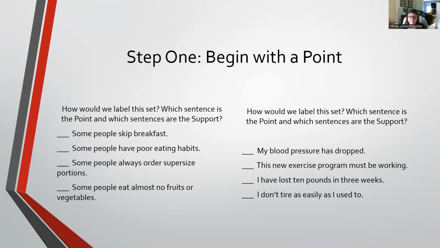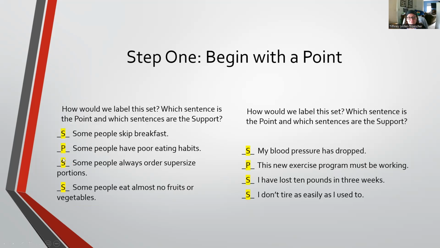All right, so I'm looking at those and I can kind of tell that skipping breakfast is probably not a good thing. Ordering supersized portions all the time, probably not a good thing. And not eating any fruits or vegetables, also not a good thing. So I can tell that those 3 sentences are all examples of poor eating habits. So this was the point, and then this one, and this one are the supporting ideas, right? I think we're right.